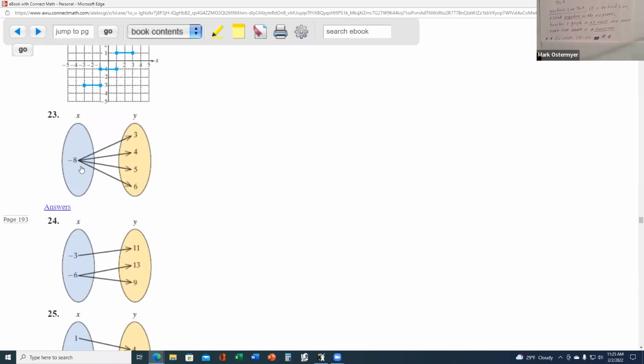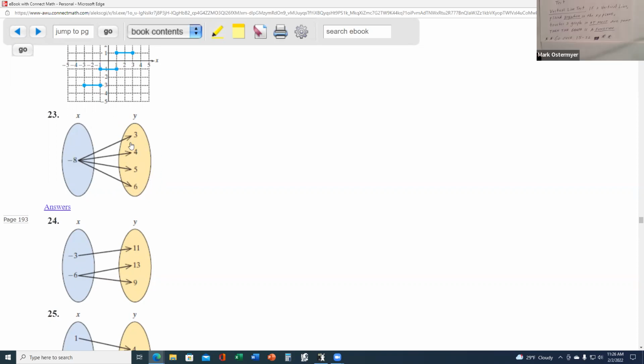Ladies and gentlemen, is number 23, this relation a function? It's another way of representing the ordered pairs. Careful now, how many different ordered pairs do you see in this Venn diagram here? One ordered pair is -8, another one is -8, another one is -8, another ordered pair is -8, 6. All these ordered pairs have the same x coordinate of -8, don't they? So this would not be a function, number 23.